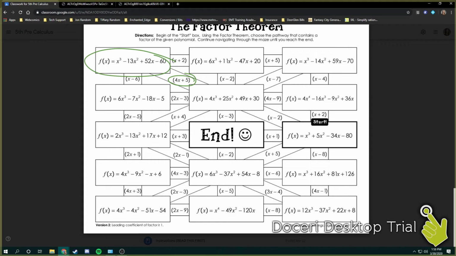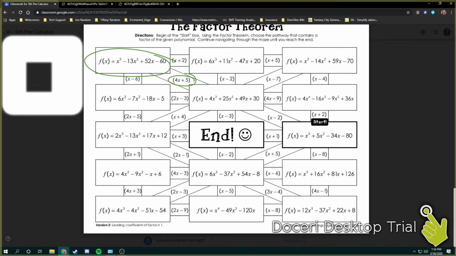So I'm going to test whether or not 4x plus 5 is indeed a factor of x cubed minus 13x squared plus 52x minus 60, and see if it is a factor, yes or no. Okay. So a little bit off script here, but whatever. Okay, so I'll set up my synthetic division. I've got 1x cubed minus 13x squared, 52x, constant of 60. Okay.